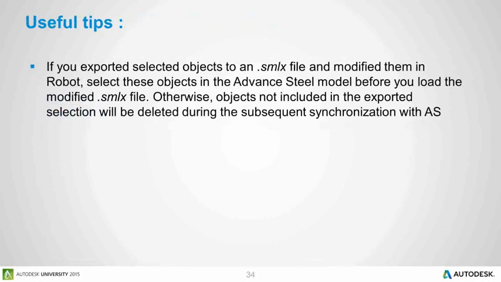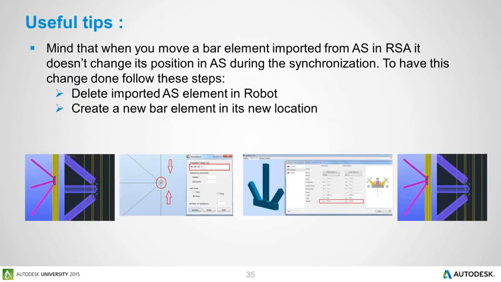Finally, I'd like to focus your attention on some tips. Most important, be careful when you work with selections, as you may easily erase part of your Advanced Steel model that I demonstrated. As you remember, the key assumption of the link was not to destroy already fine-tuned models during the synchronization. This is why moving imported from Advanced Steel elements in Robot will not change the position of these elements in Advanced Steel during the synchronization, and that was this truss connection that I demonstrated.